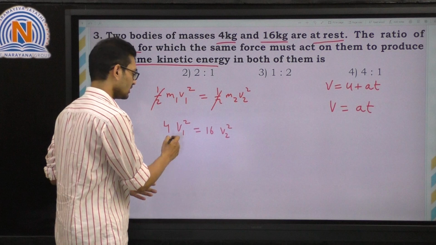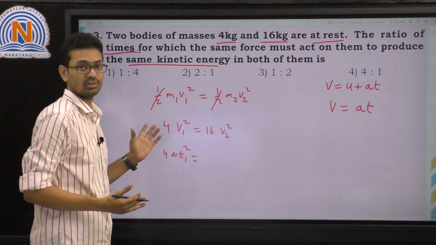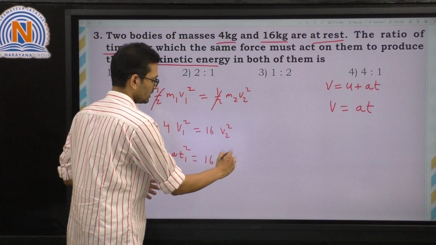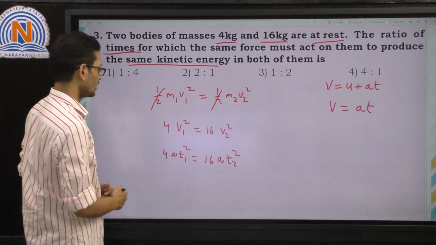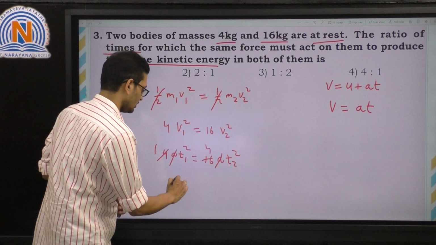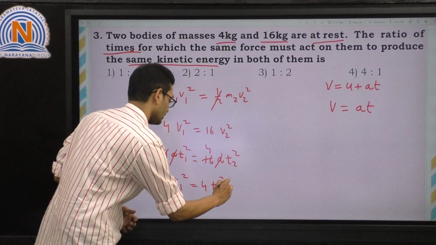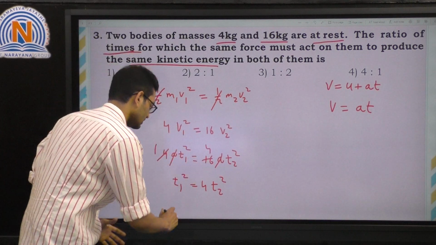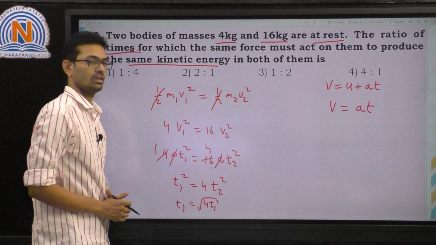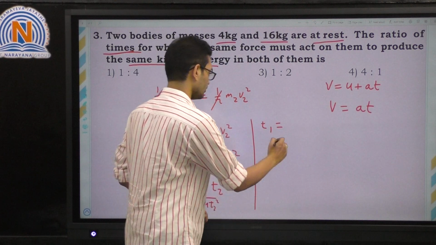Now from that we will take this one as 4 into a t1 square, because acceleration is constant in both of them. That means acceleration is same. Now here a t2 square. From here, cancelling 4 ones are 4, fours are, a also gets cancelled. You will be getting t1 square is equals to 4 t2 square. Now from here, if you take the square of t1 to that side, t1 is equals to root over 4 t2 square. Now the square and root go away, you will be getting t1 is equals to 2 t2.